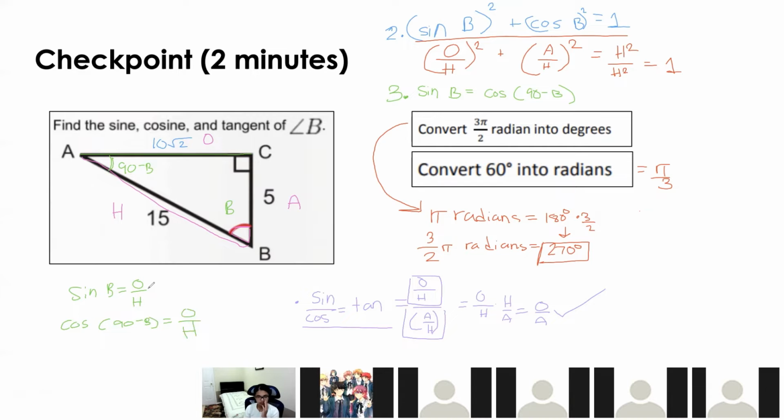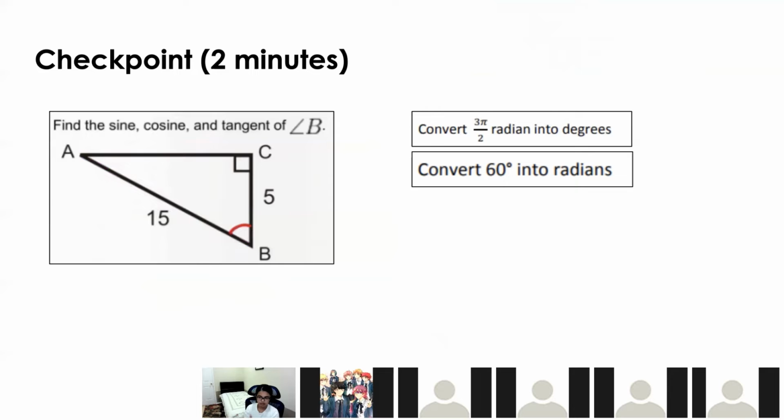So does anyone have any questions about that or this slide in general? Also, you may want to write these formulas down, 1, 2, and 3, just because they're so important. Okay, so no questions. I'm going to move on. Actually, I'll post the formulas in Classroom, so don't worry if you didn't get to copy them down.